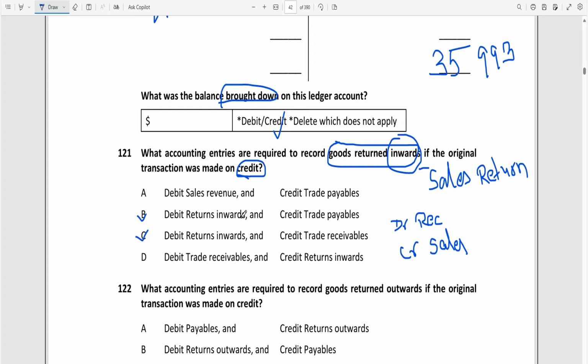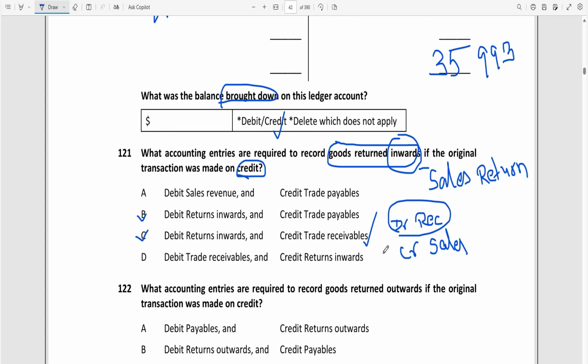Now we have to choose whether it will be payable or receivable on the credit side. As you have earlier posted the receivable, you now need to reduce this balance because the customer is no more going to pay you back. Why? They have already returned those goods. So we need to reduce receivable, and in order to reduce receivable, we need to post it on the credit side. So that's why option C is the correct one.